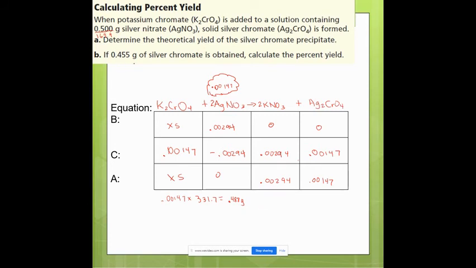So that takes care of that problem up here. So 0.488 grams. In actuality, we only ended up making 0.455. So 0.455 over 0.488 times 100. And we end up with 93.2% for our answer for our percent yield. All right, one more problem here.